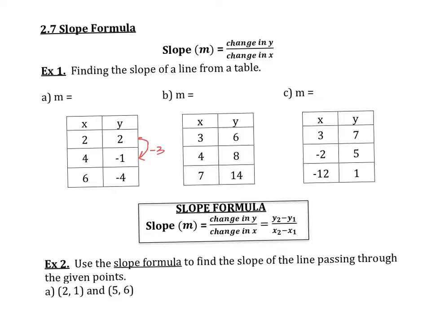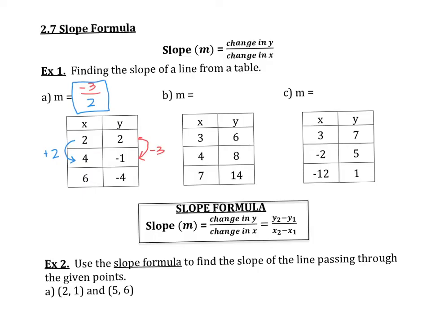Now in the x column, I'm going to compare the same two entries. So from x is 2 to x is 4, did I go up or down? I went up. How far up did I go from 2 to get to 4? I went up 2. Since my slope is change in y over change in x, change in y was -3, change in x was +2. So this is my slope, change in y over change in x. And if that would simplify, I would simplify it.